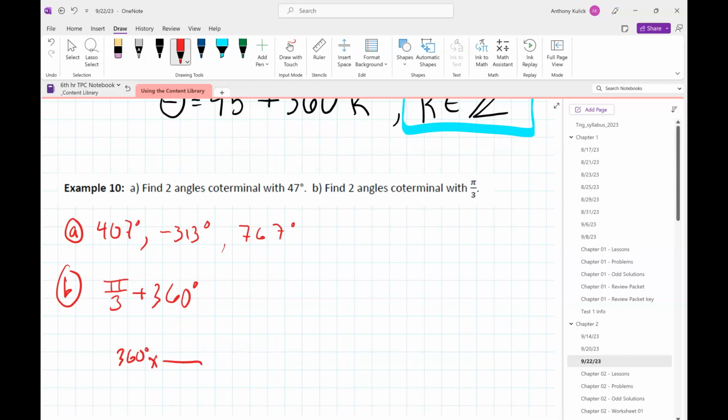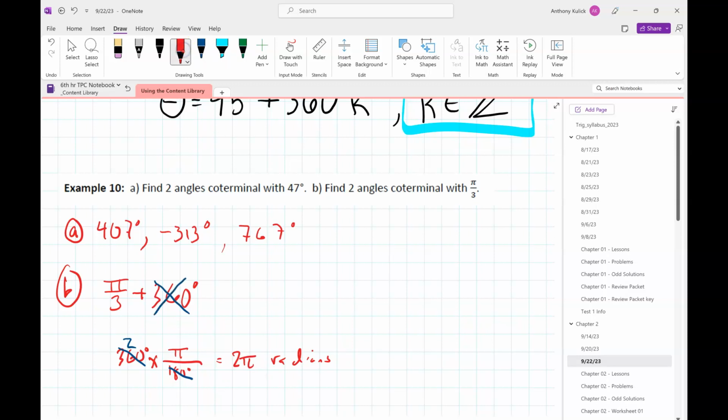So what do I need to multiply 360 by to get an answer in radians? Do you remember that conversion factor? Pi over 180 is correct. That's one that you'll definitely want to memorize because it comes up over and over and over again. Or at minimum, put it on your note card. But I mean, really memorize that. You're going to use it so many times. So it's 2 pi.